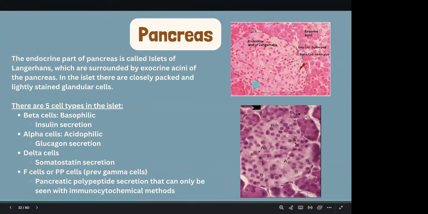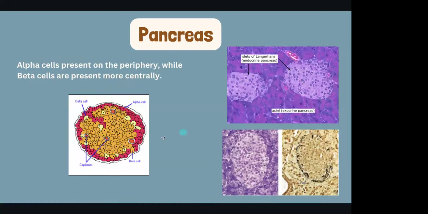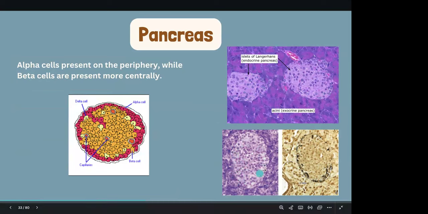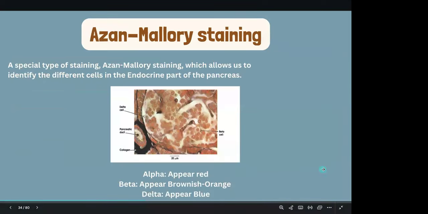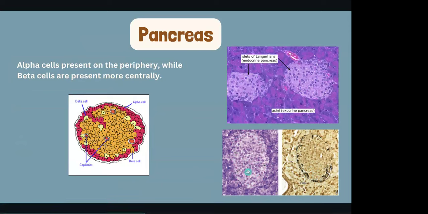As you can see here, again, the islets of Langerhans are surrounded by the exocrine acini. And then the beta cells are there, and the alpha cells are there also. The alpha cells are more present in the periphery, while the beta cells are present more centrally. And here's another picture of the islets of Langerhans being surrounded by the exocrine pancreas. And this is a zoomed in picture of the islets of Langerhans. It's not labeled, I think, but on the periphery are the alpha cells, and in the middle, these darkly stained cells are the beta cells because they're more basophilic.